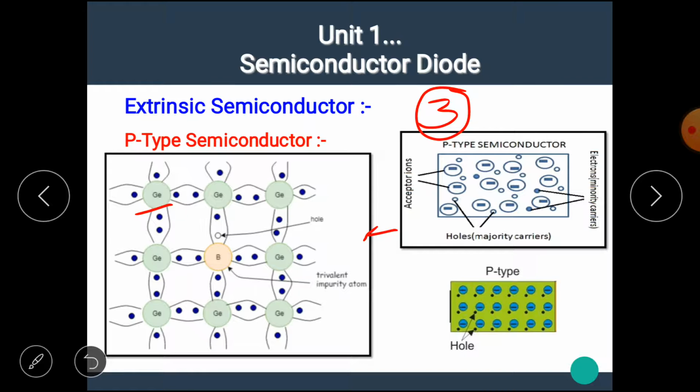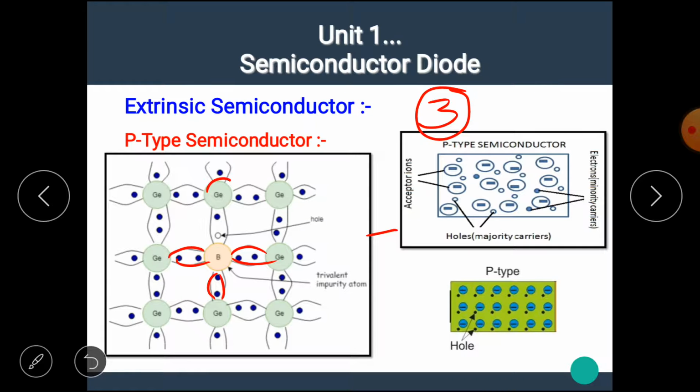Here a germanium crystal is shown, and in this germanium crystal a boron atom is added as an impurity. We know that the atomic number of boron is 5, hence we can divide this 5 into the first orbit containing 2 electrons and the last orbit containing 3 electrons. That means in the outermost orbit the boron has 3 electrons, but in the crystal structure the boron makes 3 covalent bonds. Here is the first bond, second bond, and third bond.